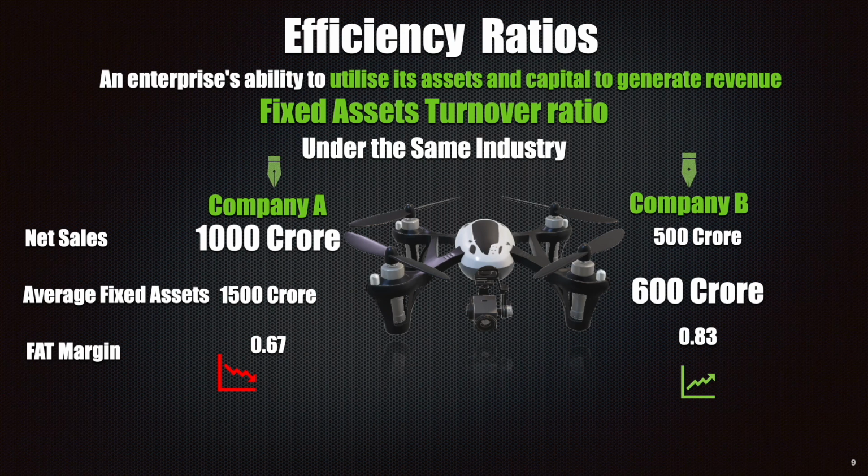That means company B is performing well or showing a greater efficiency in managing its fixed asset or investment. यानी कि कंपनी B अच्छा परफॉर्म कर पा रही है कंपनी A के अगेंस्ट में, क्योंकि वो अपनी फिक्स एसेट को अच्छे से यूटिलाइज कर पा रही है अपनी सेल्स को जनरेट करने में. On the other hand, company A's low fixed asset turnover ratio indicates that the company is not using its asset to its fullest extent.